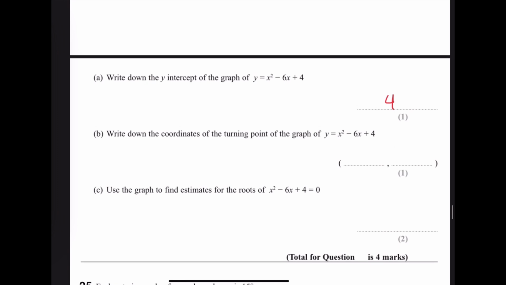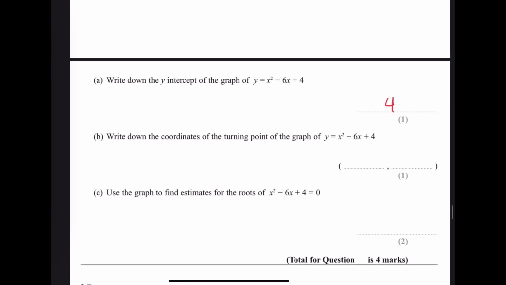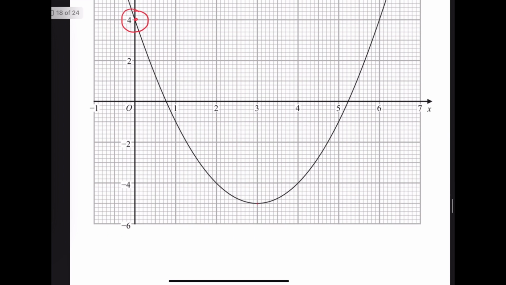B. Write down the coordinates of the turning point of the graph y equals x squared minus 6x plus 4. The turning point is wherever it goes from negative to positive. It's the bottom where the bell curve is. So it is this point over here, because as you can see, it's going down this whole time. At this point, it's basically straight, and then it goes up again. It's where it changes directions.